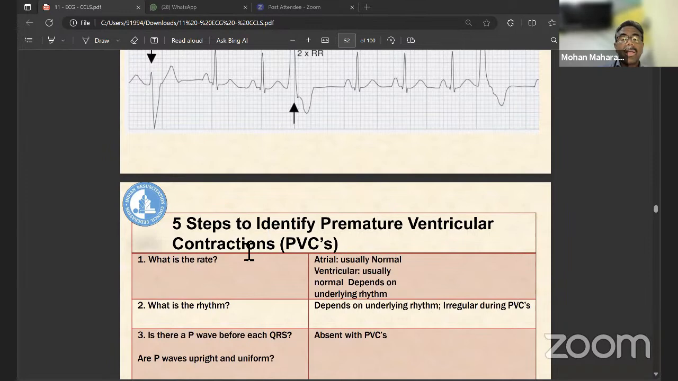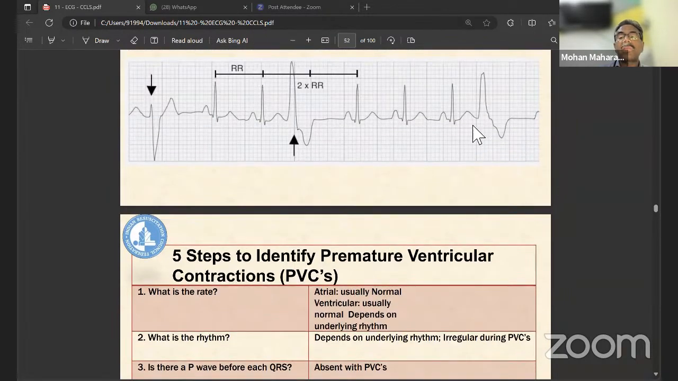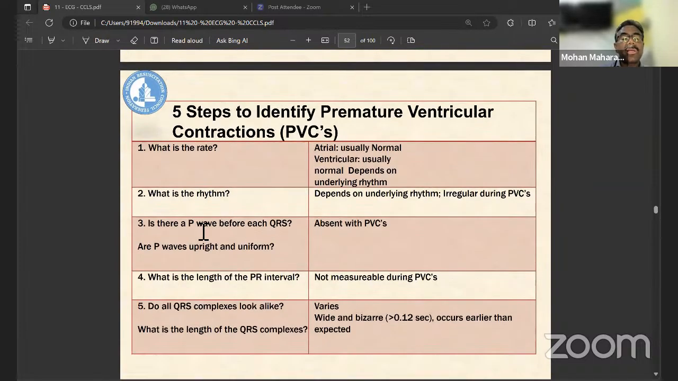So, is there a P wave before each QRS? No. There is a QRS here, there is a QRS here, and look at here. But again, here it's there. And look at this. So, is there a P wave before each QRS? Absent with PVCs, because no P wave is seen here. You can see here a P wave, there's no P wave here. Only a T wave is there, no P wave after. So that means in the PVC, there's no P wave. Are P waves operating when there is no PVC?